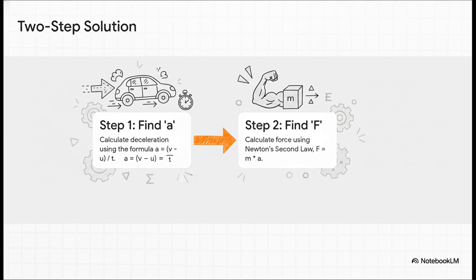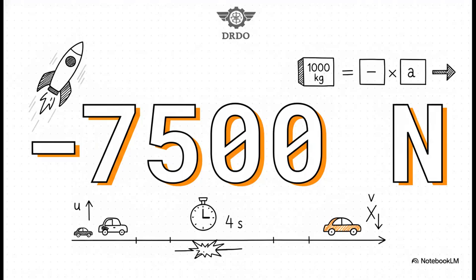First, we've got to find the acceleration, or in this case, since the car is slowing down, it's actually deceleration. For that, we use the formula where a is just the change in velocity over time. Once we have that number, we just plug it straight into F equals m times a to get our final force. Easy enough, right? Let's run the numbers.